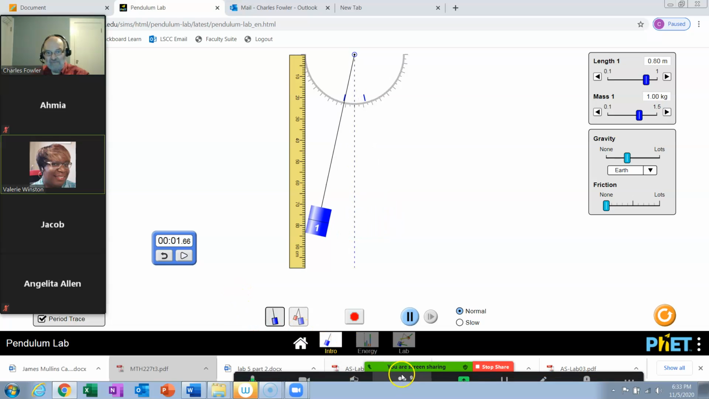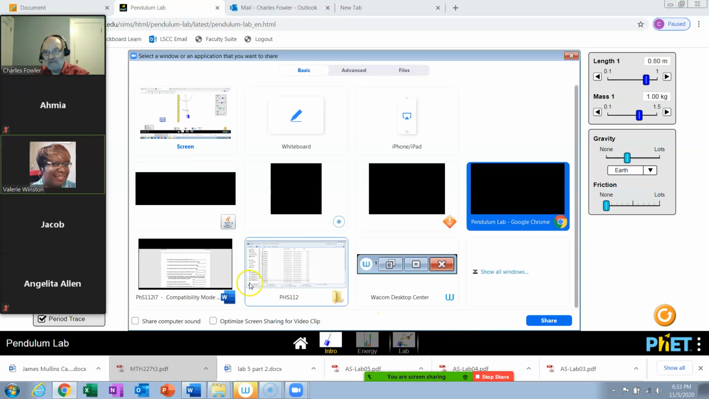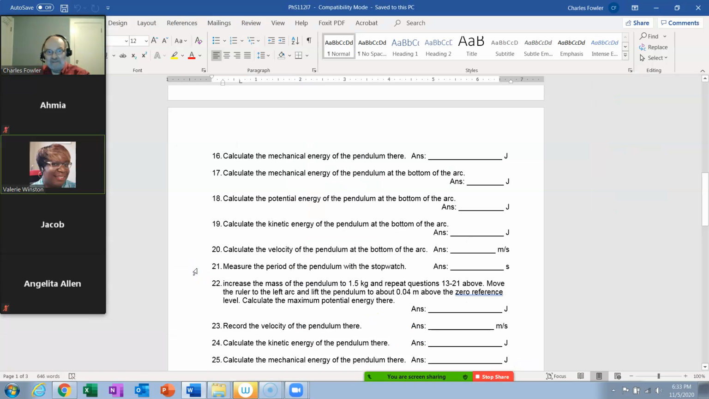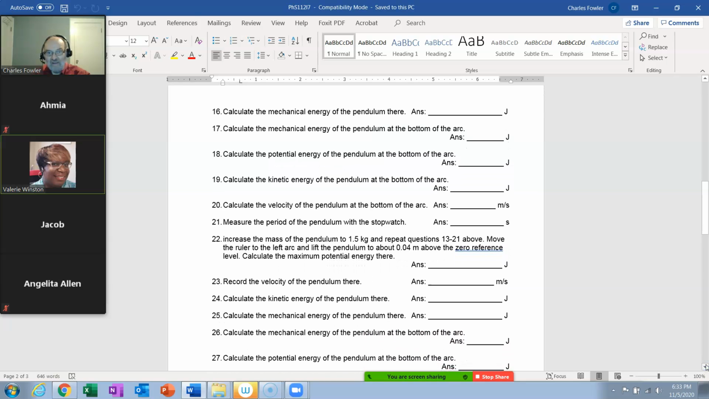So let's go back to here and see what the next question was. Okay. The velocity was the same, kinetic energy the same. Looks like everything pretty much was the same. Oh, wait. I'm sorry, I was in the wrong place. Measure the period of the pendulum, number 21. That was what, 1.73 was it? Okay, so that got longer because our length was longer.